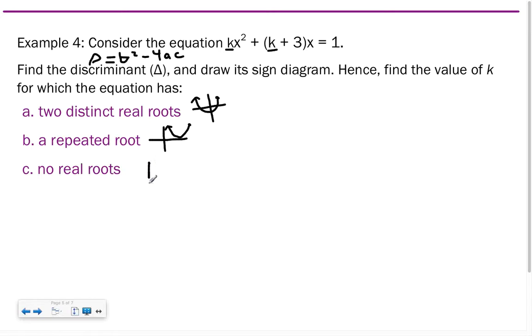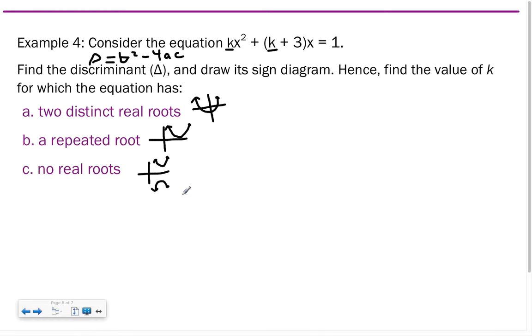And then no real roots. So in other words, they're never cutting the x-axis. It's either floating above or perhaps even floating below the x-axis and opening downwards. So we're able to decide or to determine what values of k would make all of these situations true.